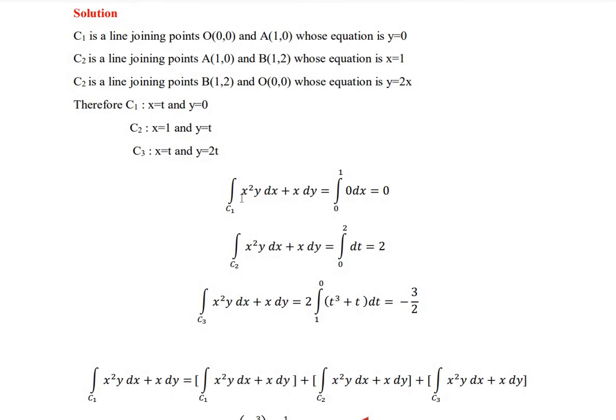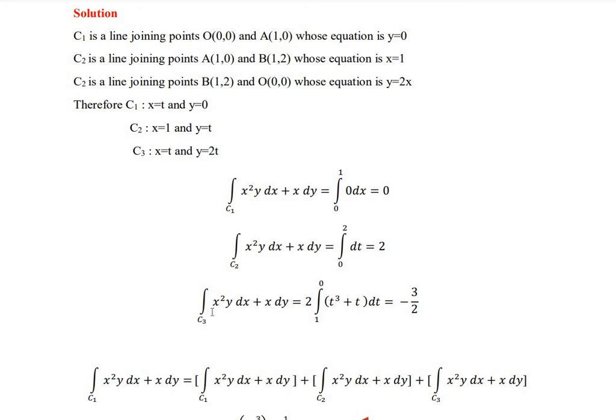Integral over c1 of x squared plus y squared dx plus x dy. So that will be equal to, when you substitute x is equal to 0 and y is equal to 0, you will get the integral becomes 0. Then what about the next integral? Integral over c2 of x squared y dx plus x dy. So you can apply x is equal to 1 and y is equal to t, whereby dy is equal to dt and dx is equal to 0. So this integral becomes, you will get 2.